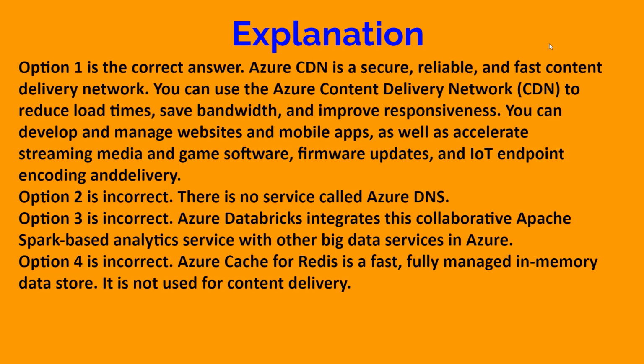Option 2 is incorrect. There is no service called Azure DNS. Option 3 is incorrect. Azure Databricks integrates this collaborative Apache Spark-based analytics service with other big data services in Azure. Option 4 is incorrect. Azure Cache for Redis is a fast, fully managed in-memory data store. It is not used for content delivery.